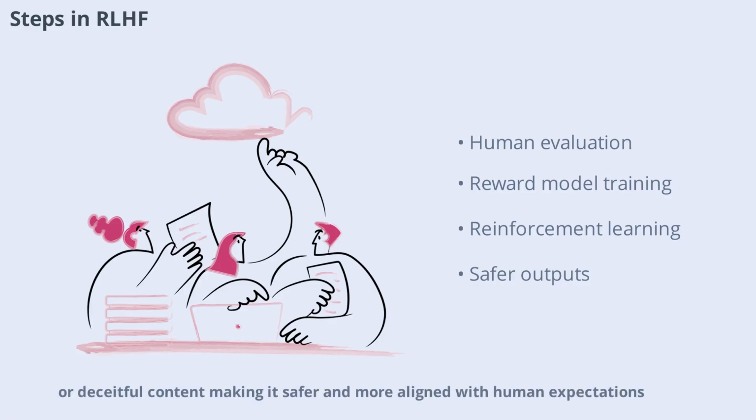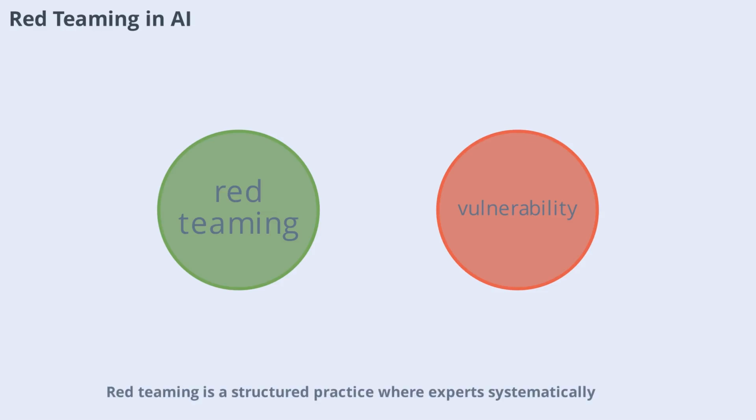Red teaming is a structured practice where experts systematically probe and attack an AI model to uncover vulnerabilities, security flaws, or bias loops before public deployment. Red teams simulate adversarial actors by generating complex jailbreaks, deceptive prompts, and injection strings. This process helps identify gaps in the model's alignment and safety, ensuring that potential risks are addressed before the AI is released to users.